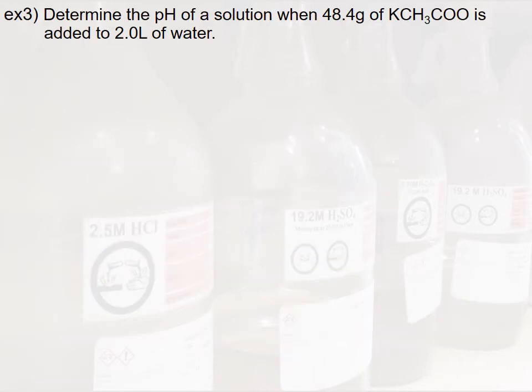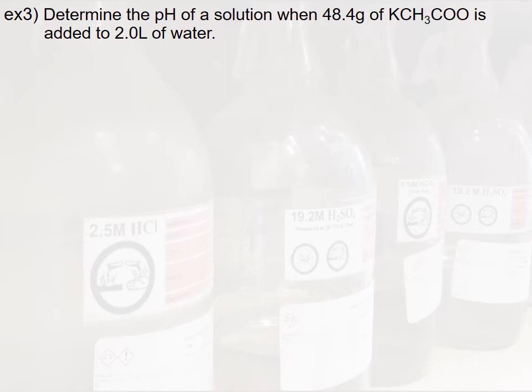Example 3. Determine the pH of a solution when 48.4 grams of potassium acetate is added to 2.0 liters of water. Now this is a question that is a practical question. We are adding this much salt to this much water. What is the pH going to be? And for that reason, this is what your quiz question is going to look like. This is what your test question is going to look like.